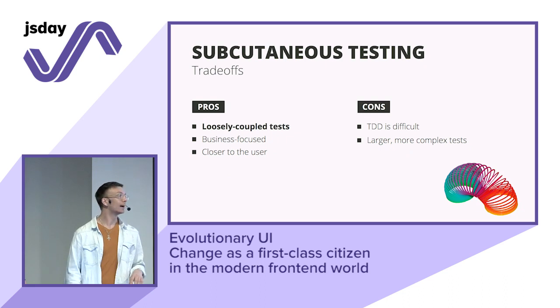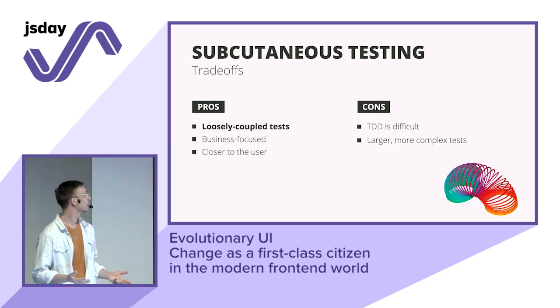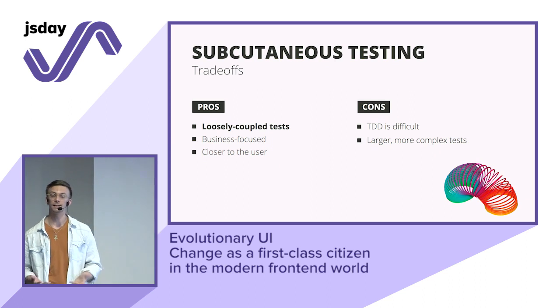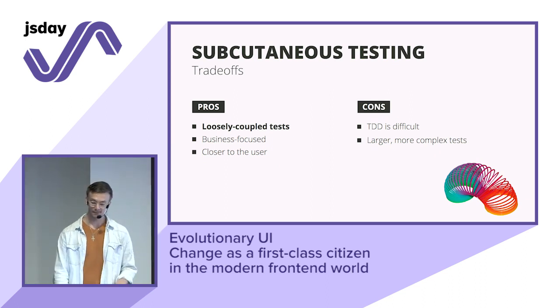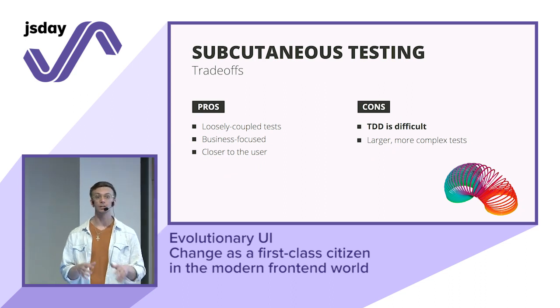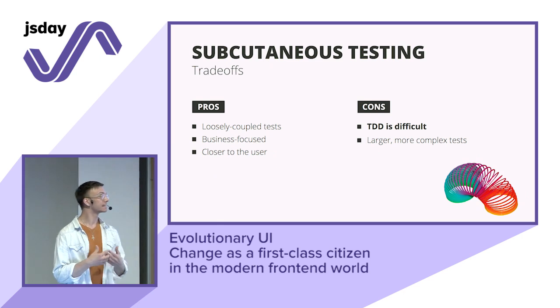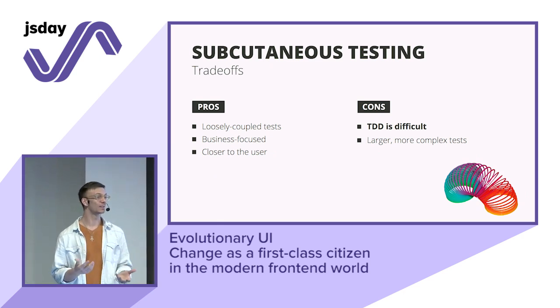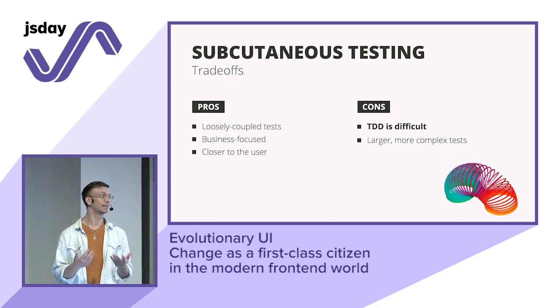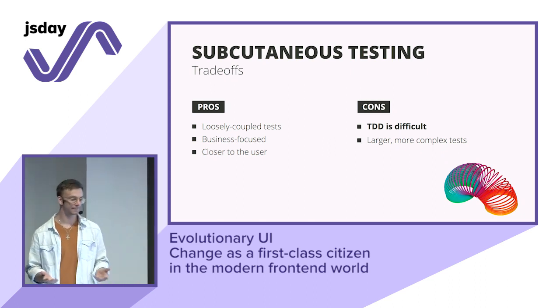Now, of course, every architectural approach has trade-offs. Subcutaneous testing is no different. It just depends on what your desires are. Since our goal is loosely coupled tests, which is one of the benefits that subQ testing can give us, this might be a good choice for us. But if we really focus on TDD, which we usually do in our teams at ThoughtWorks, then this might be a more painful choice, since subcutaneous testing makes it really difficult, almost by definition, to drive an implementation from the test if the test doesn't know anything about the implementation.